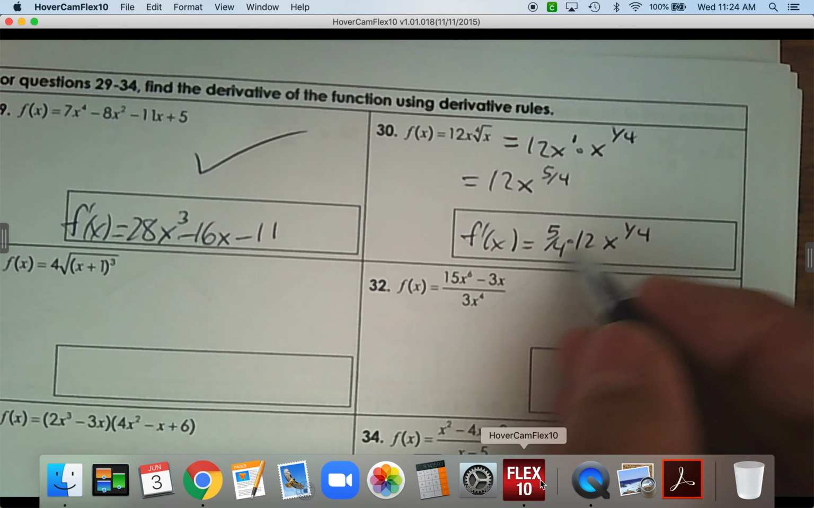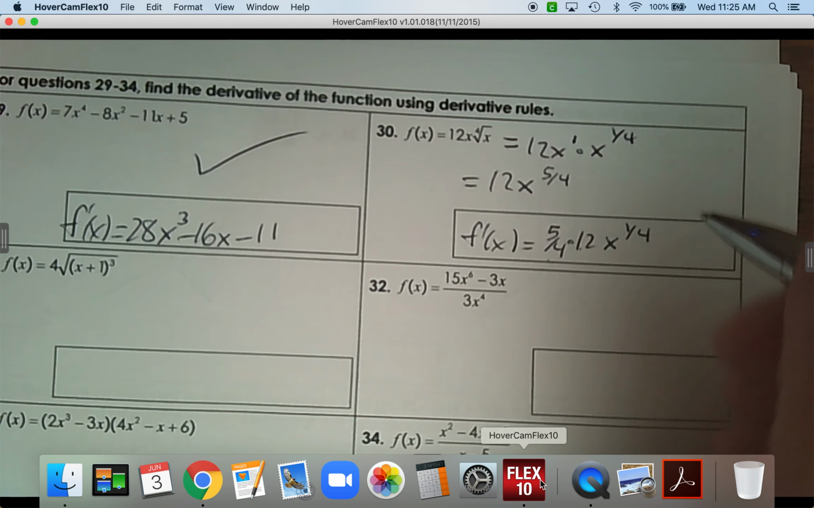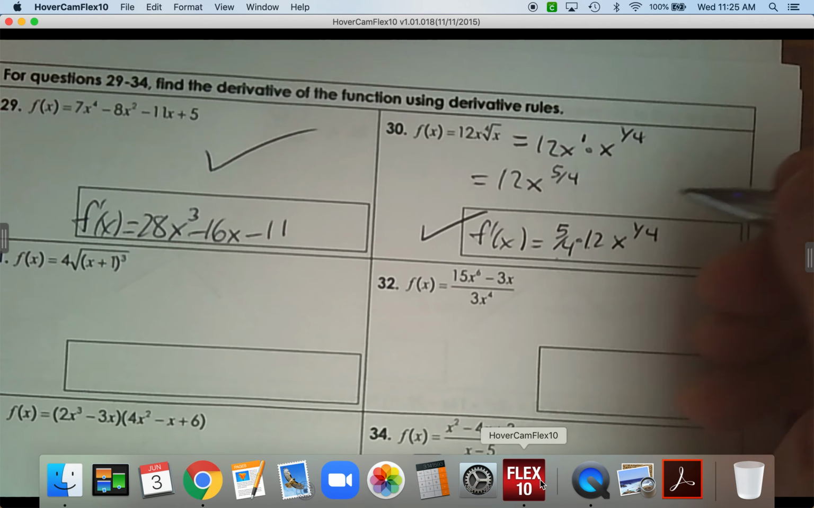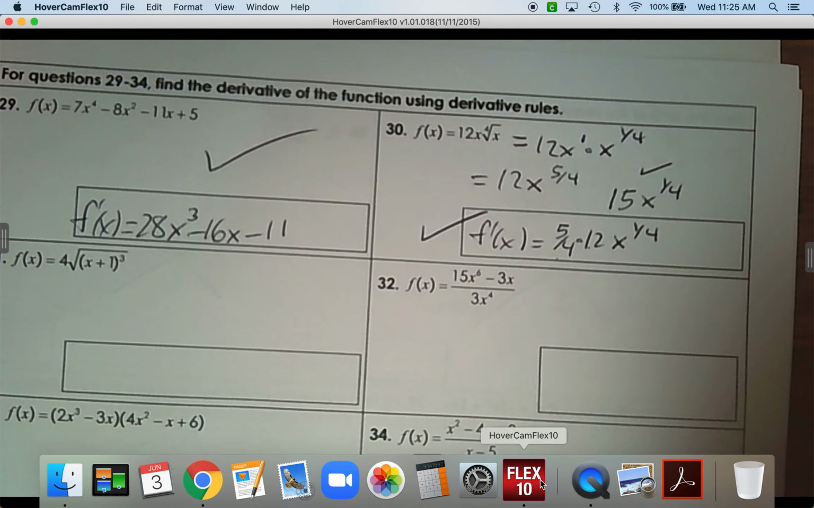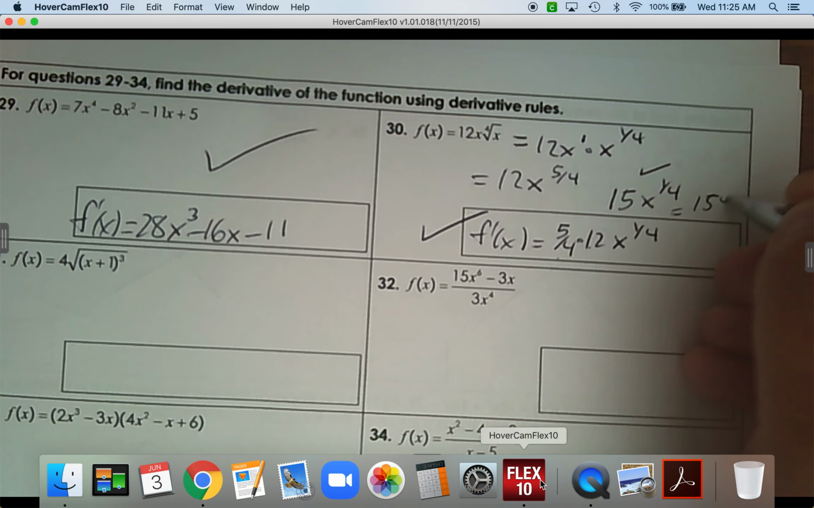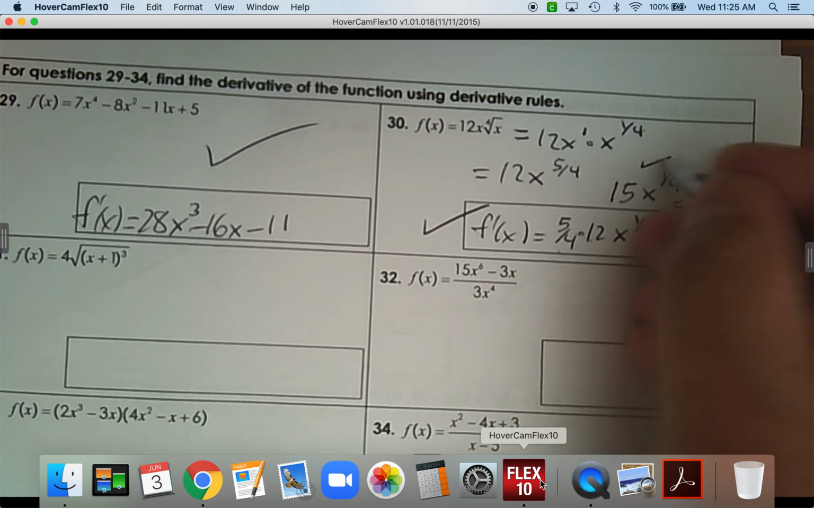You can also simplify this because 4 goes into 12 3 times, and 3 times 5 is 15. This, by the way, is a good answer. If you wrote the answer as 15x to the quarter, that's a good answer. You could also write the answer as 15 and the 4th root of x. All of them are the same. You'd only get 1 check mark.